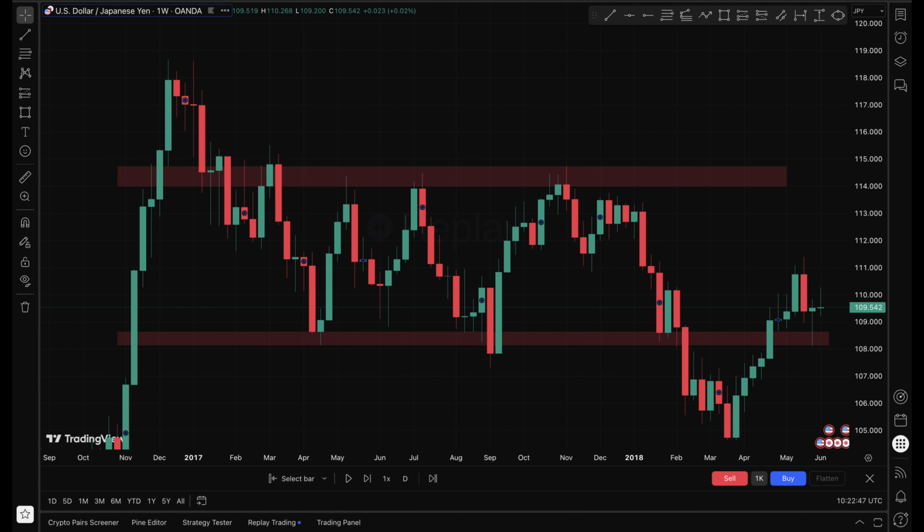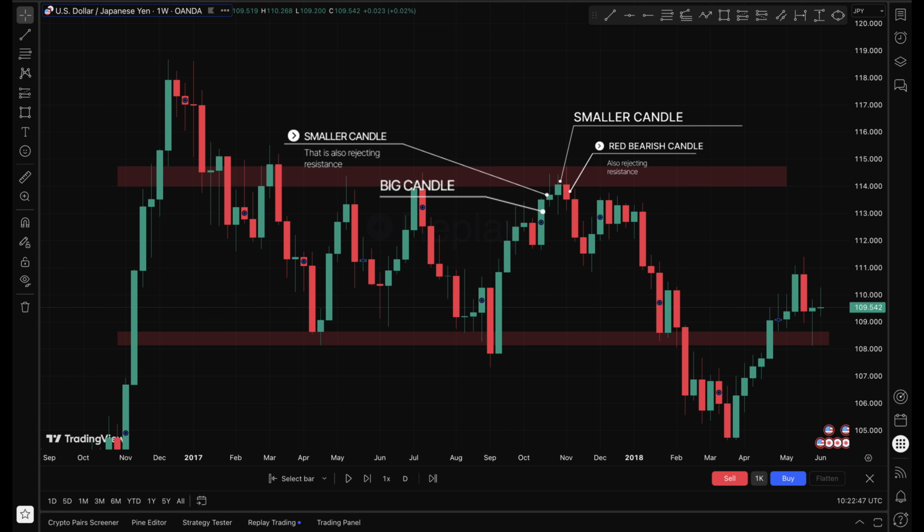Let's jump to another example, the dollar-yen. We have a double top making resistance. As price approaches this level, a big candle, a smaller candle rejecting resistance, another rejection candle, and then finally a red candle rejecting resistance, price reverses downwards.